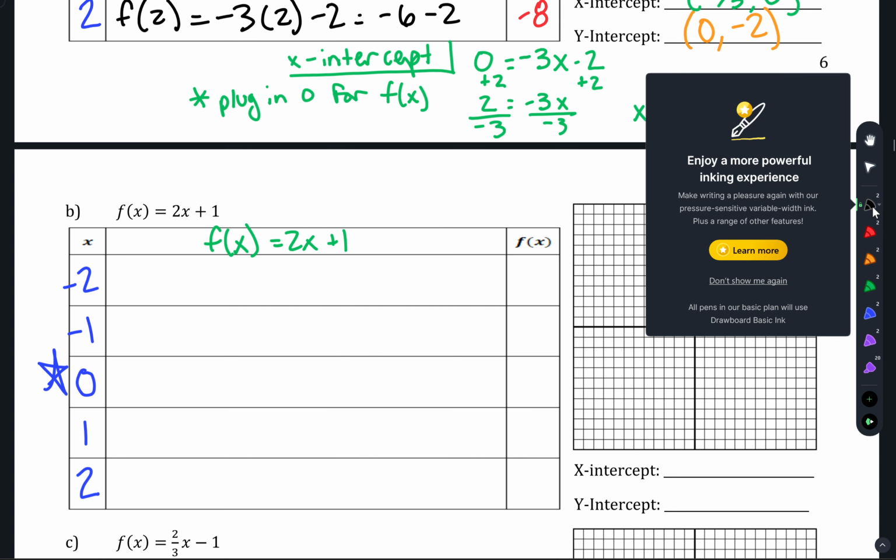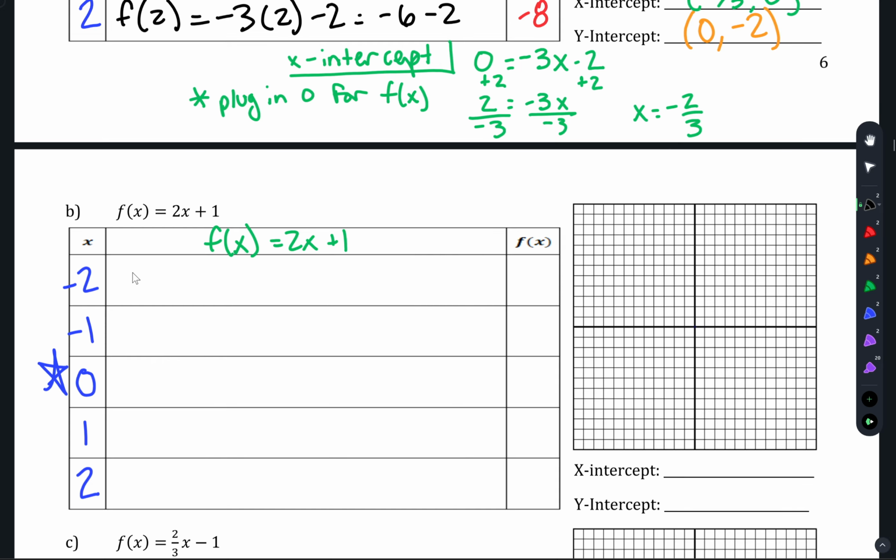We can write it out. All I require for you to have written out is the step where you've plugged it in. If the rest you want to do some mental math for, that's fine, or calculator math. So this is -4 plus 1, aka -3. Go ahead and fill these out.